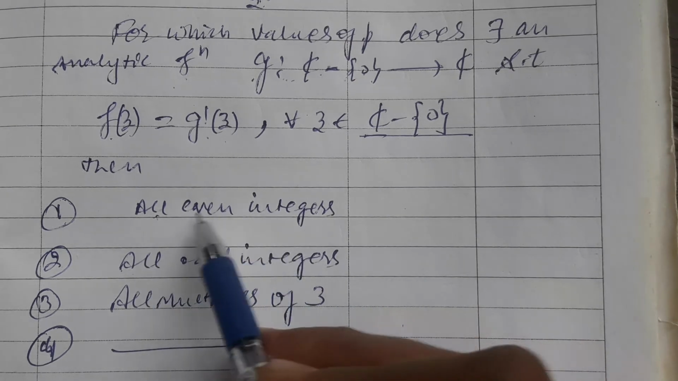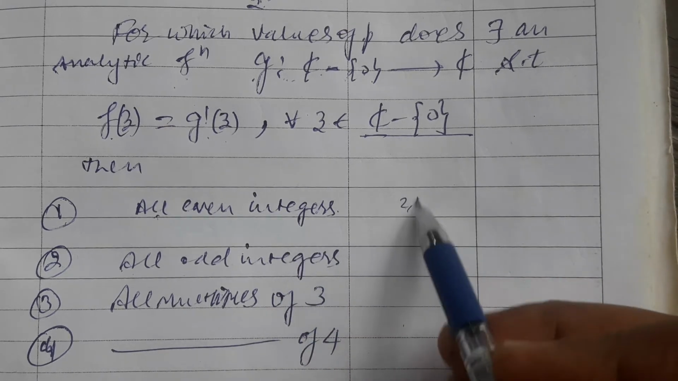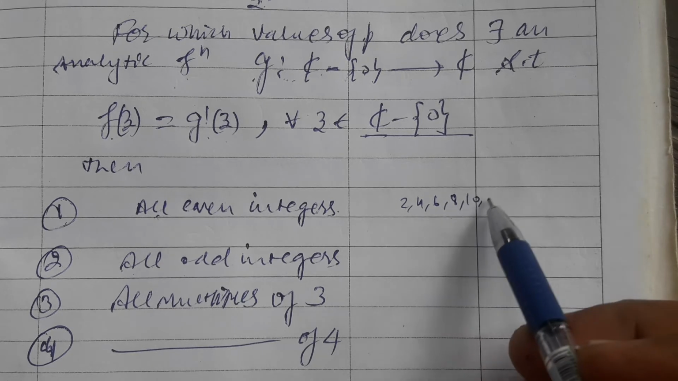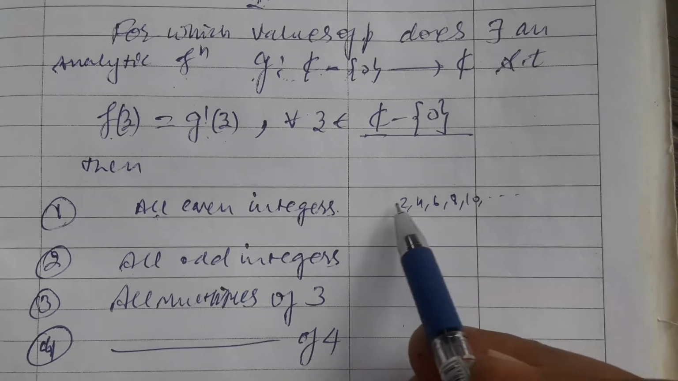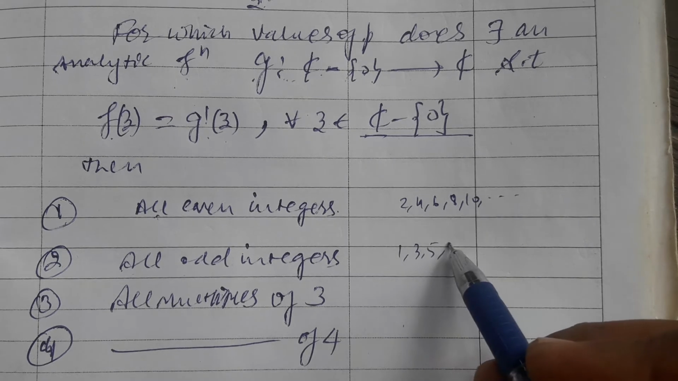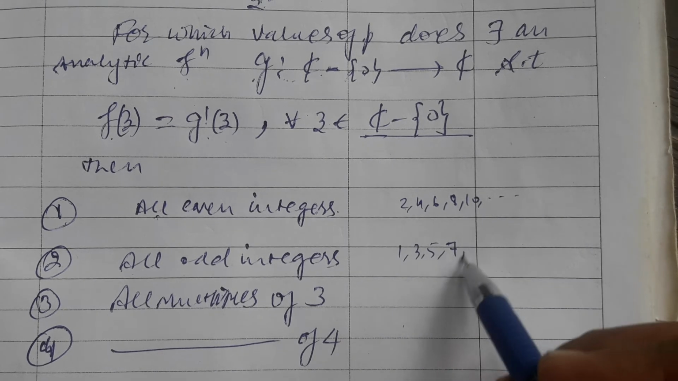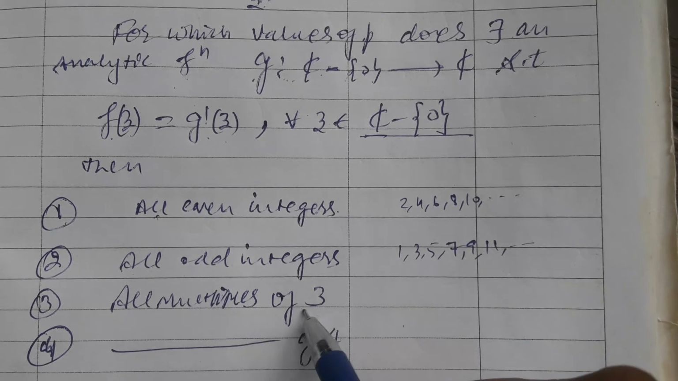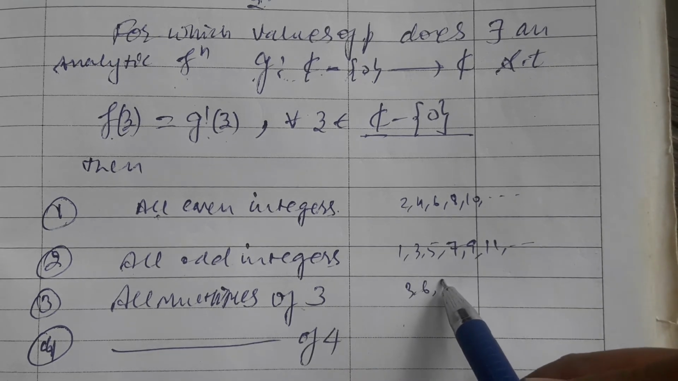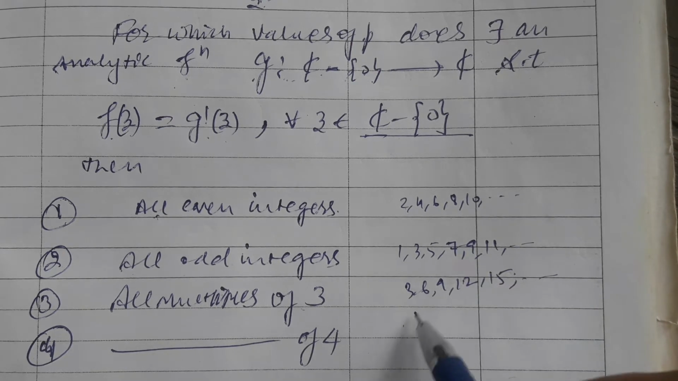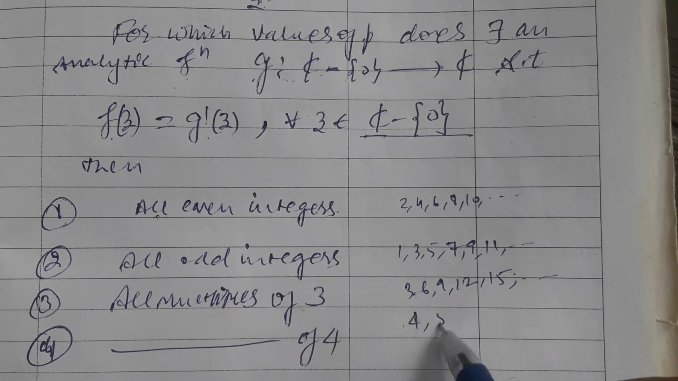In this option he talks about even integers. Since we know that even integers are like this, also negative as well, all odd integers like this, negative integers as well, all multiples of 3 like this, and multiples of 4 like this.